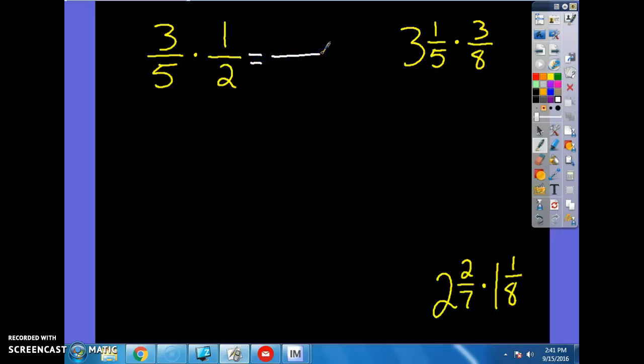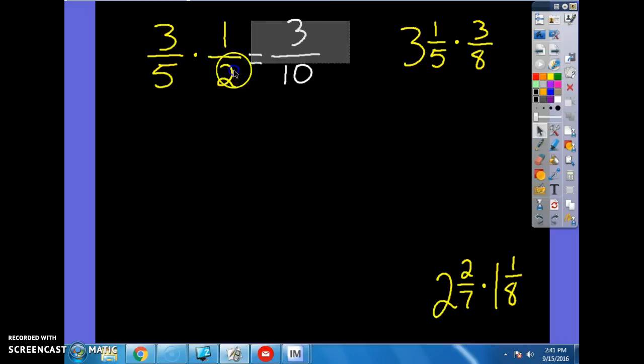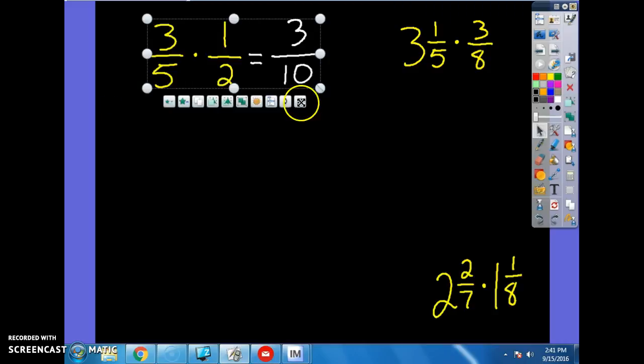In this first problem, 3 times 1 will give us 3, and 5 times 2 will give us 10. At this point, if it simplifies, we do simplify, but this one will not simplify, so we're done. Let me move this guy out of the way and go to one that's just a little more complex.